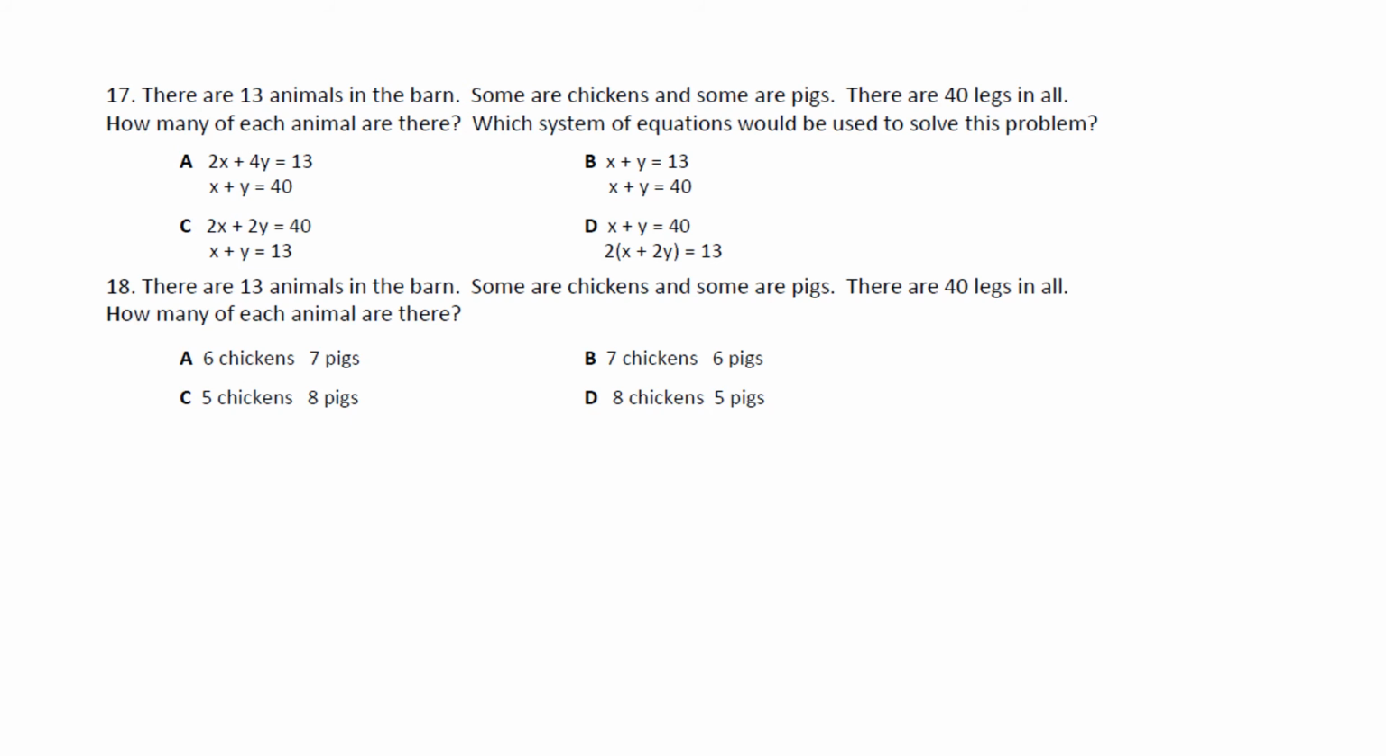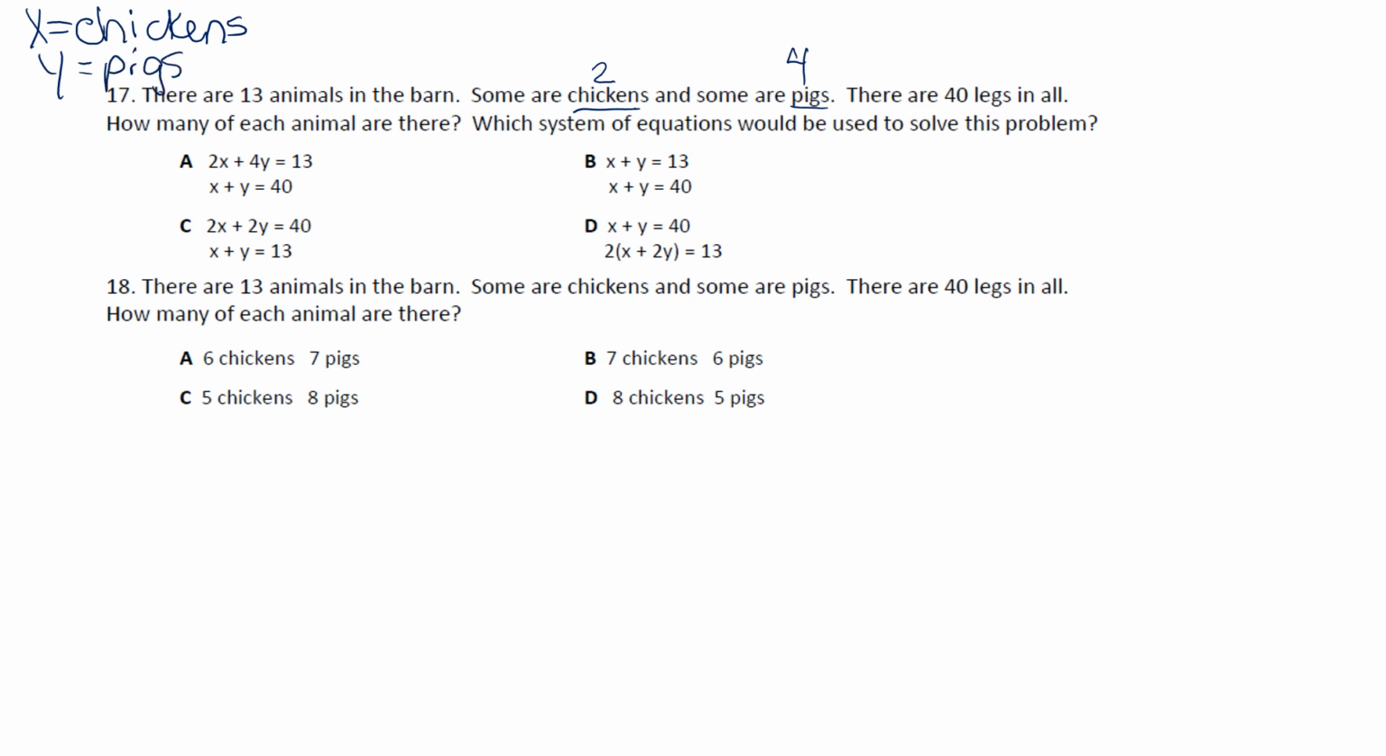Number 17. There are 13 animals in the barn. Some are chickens and some are pigs. There are 40 legs in all. How many of each animal are there? Which system of equations would you use to solve the problem? The thing you need to think about is how many legs does a chicken have? That would be 2. How many legs will a pig have? That's going to be 4. So that's going to be important for you to know. So X, we're going to make the chickens, and Y will be the number of pigs.